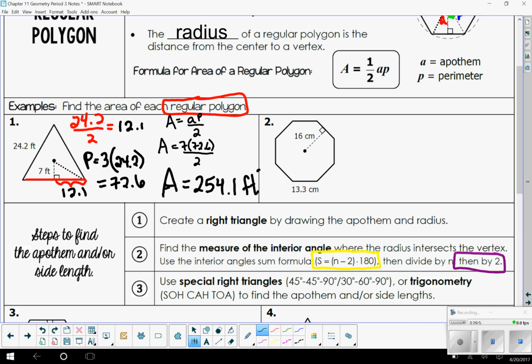Okay. So number 2, we have the side and we have the apothem. So what's the perimeter? Trinity, can you count up the sides for me on your paper? Just count them. Do we agree? There's 8. Okay, so our n is 8.